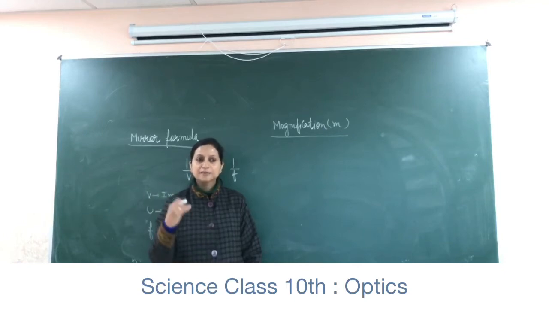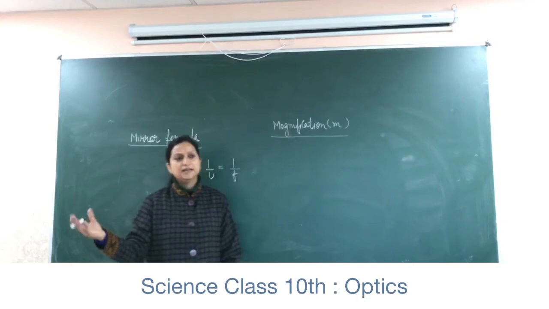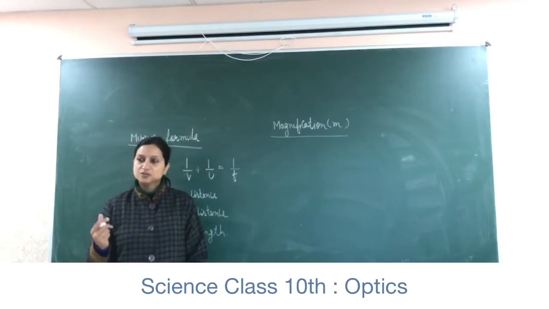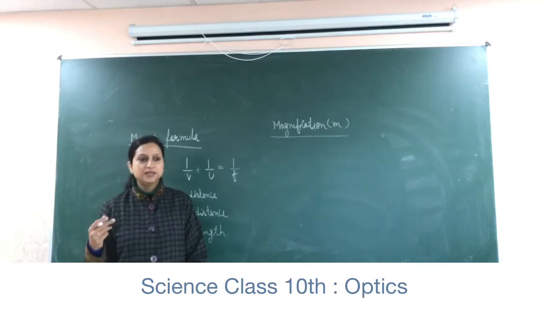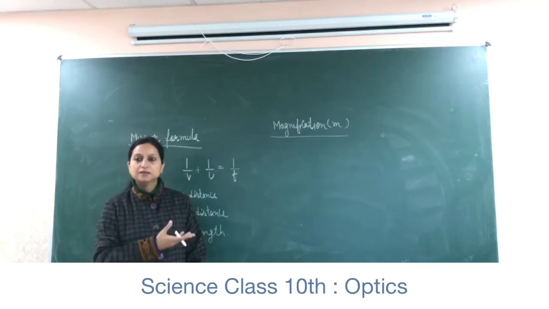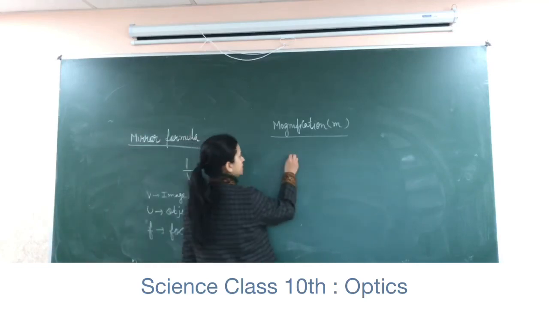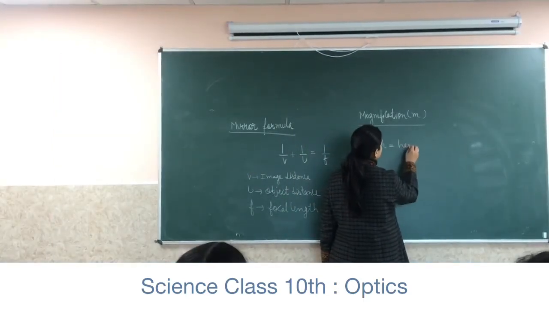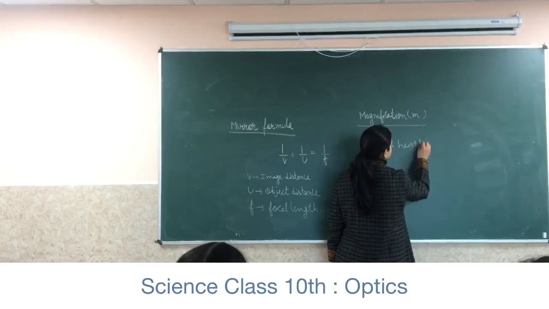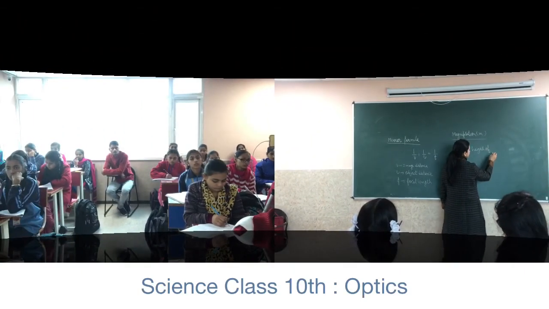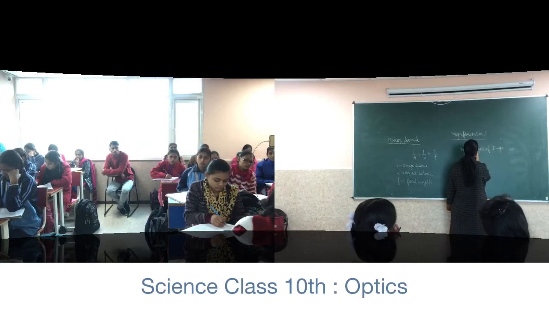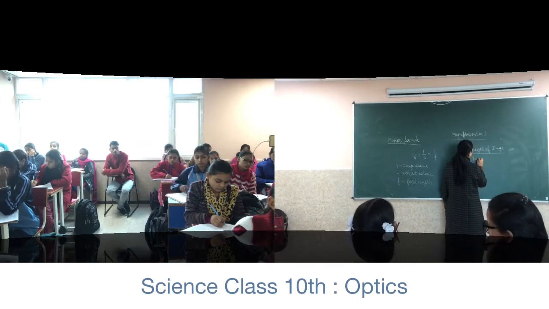ठीक है? क्योंकि हम क्या कर रहे हैं, मिरर ले रहे हैं. मिरर में या तो enlarged image बन रही है या diminished बन रही है. ठीक है? तो अब कितनी enlarged हो रही है, कितनी diminished हो रही है, वो कैसे measure करेंगे? With the magnification. So magnification is defined as the ratio of the height of the image to the height of the object.